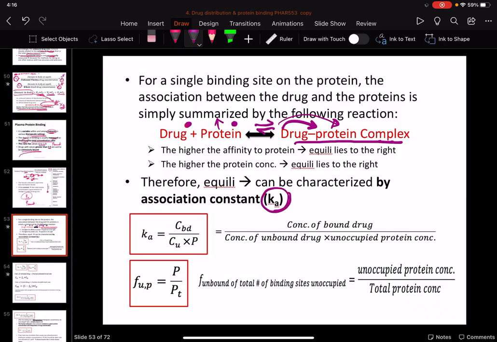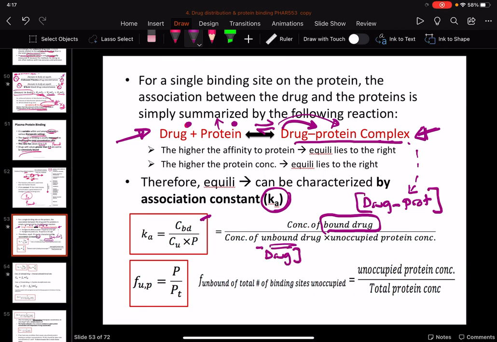And if we want to determine the association constant, it will be equal to the concentration of the product over the concentration of the reactants, right? So in kinetic terms, it will be the concentration of bound drug, because it's drug-protein, which is this one, over the concentration of free drug, which is just the drug concentration, over free protein, which is unbound protein. And this is free or unbound.